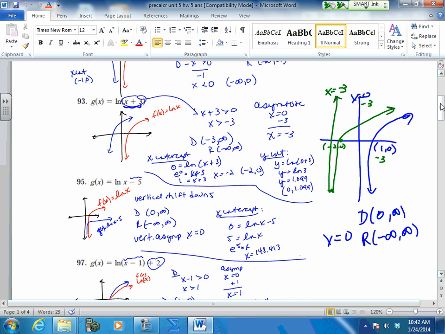And I'll change my domain. I also took 3 away from this. So I'm going to subtract 3 here. My new domain is now negative 3 to infinity. Did it change my range? No. And my asymptote is now x equals negative 3. I moved that also. Everything slides. This is called a translation, a slide.